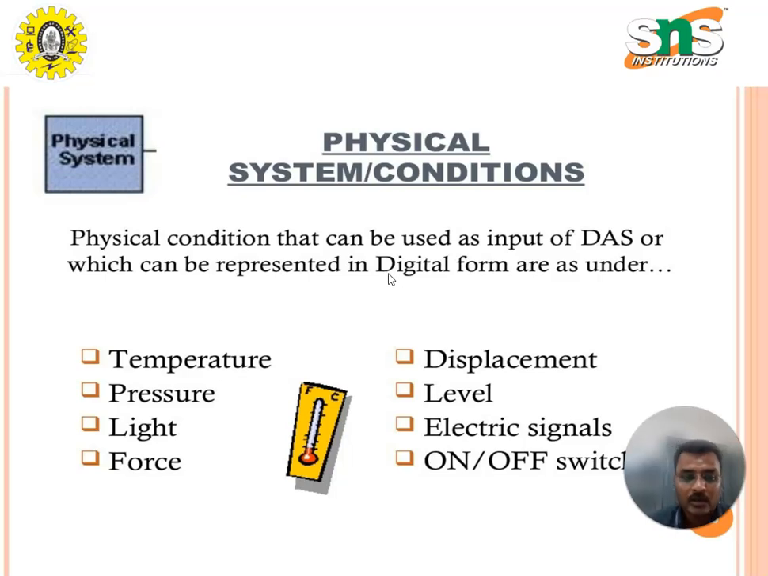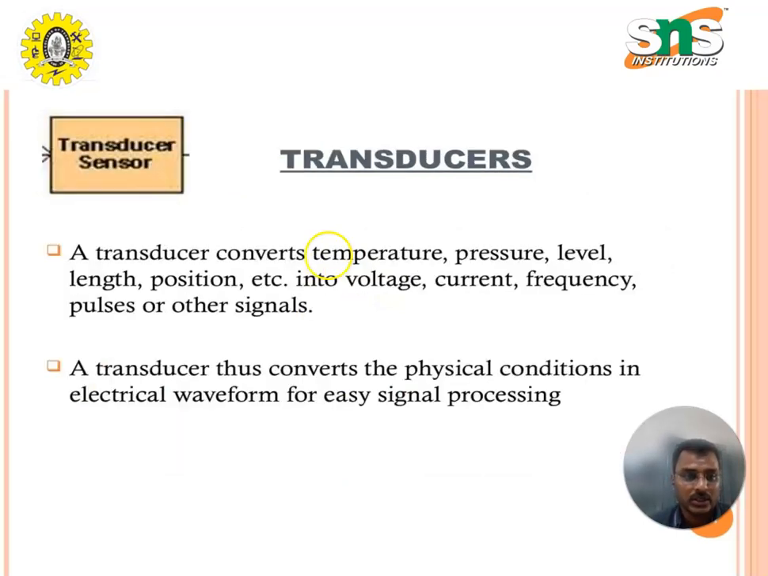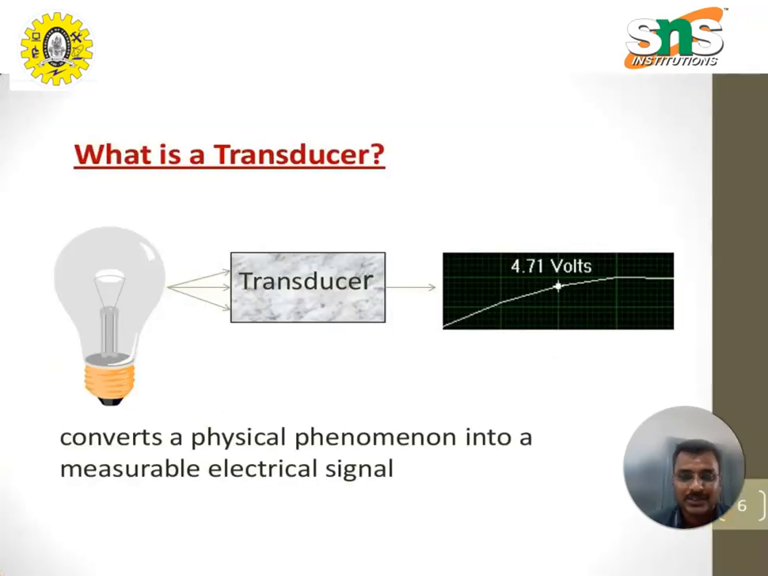Physical system: the physical system conditions include temperature, pressure, light, displacement, level, and electrical signals. Transducer sensor: a transducer converts temperature, pressure, level, length, position, etc. into voltage, current, frequency, pulses, and other signals. The transducer thus converts the physical conditions into an electrical waveform for signal processing. A transducer converts a physical phenomenon into a measurable electrical signal.